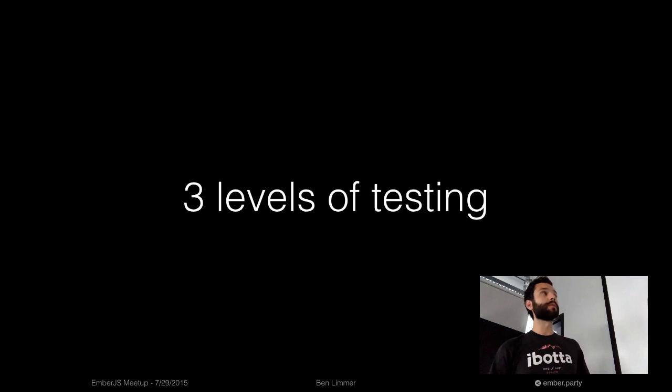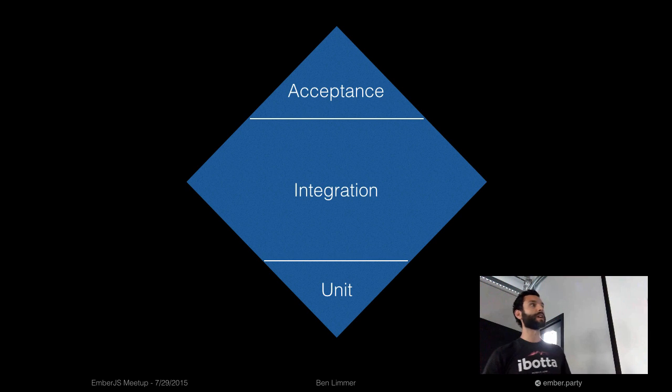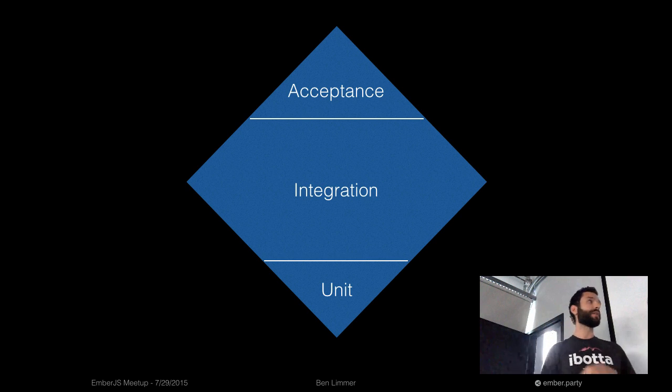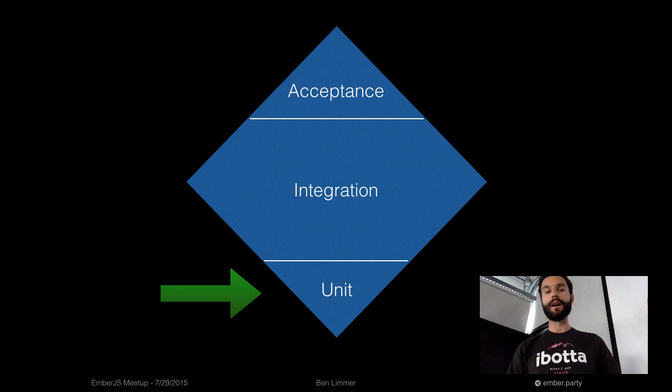So at a high level, there are three levels of testing. In the traditional world, you'd probably see something like this, where you have the most unit tests. It's the base of your testing pyramid. Then you have some integration tests and acceptance tests. In my opinion, Ember looks a little bit more like this: fewer unit tests, the majority being integration tests, and then a smaller suite of acceptance tests. So let's talk through what all of those mean.